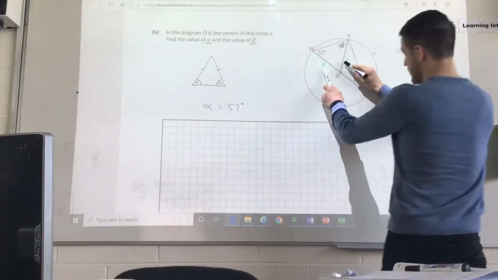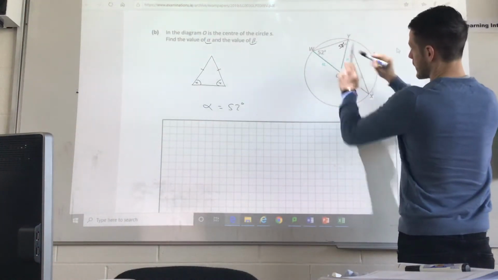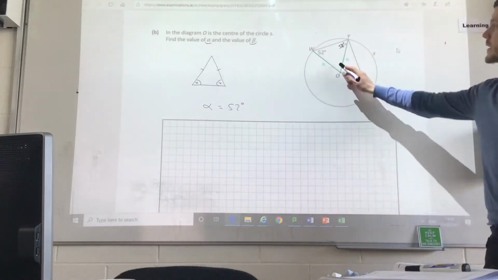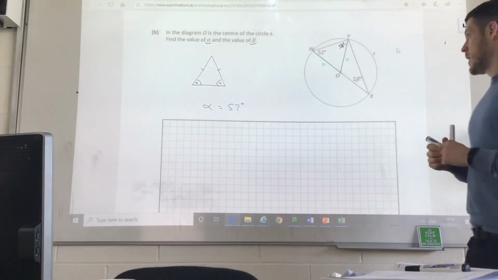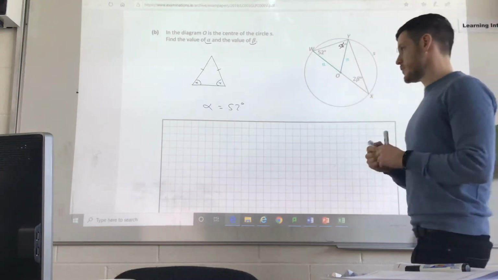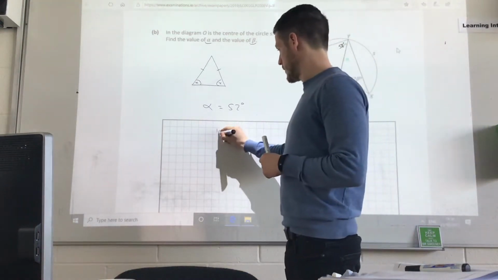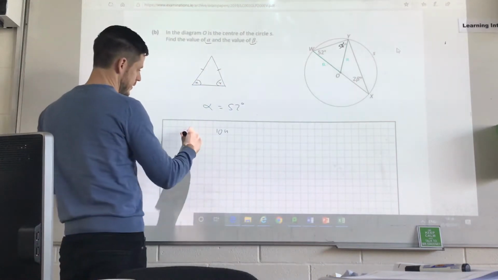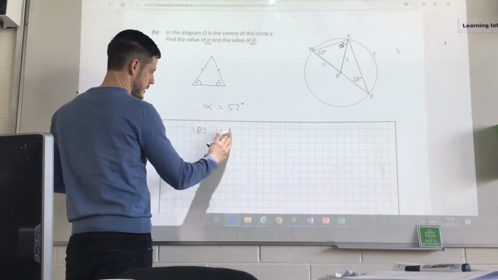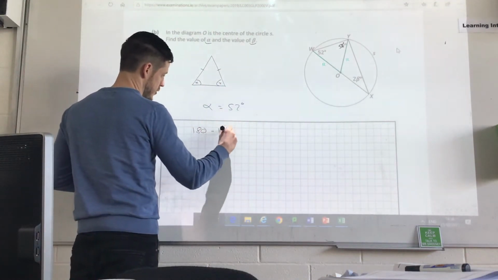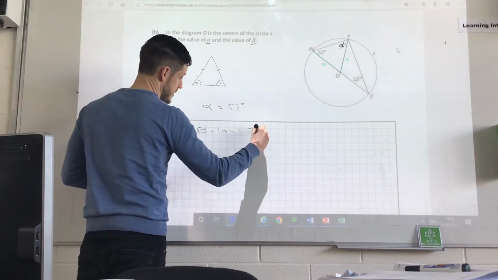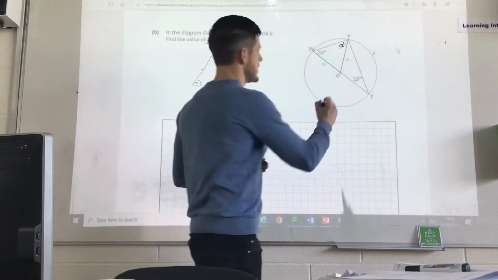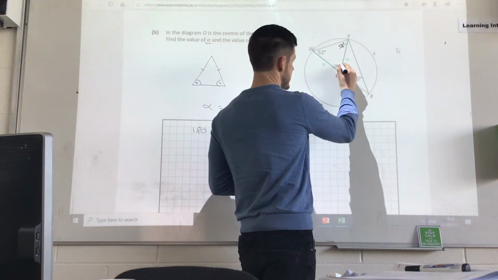These 2 sides are the same because they're both radius. These 2 angles are the same. And then I can work out this angle here at the center, because 52 and 52 give me 104. And I know that it must all add up to 180 in a triangle. So I can do 180 minus 104, which gives me 76 degrees. So I know that this here is going to be 76 degrees.